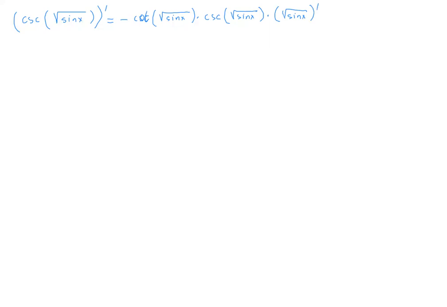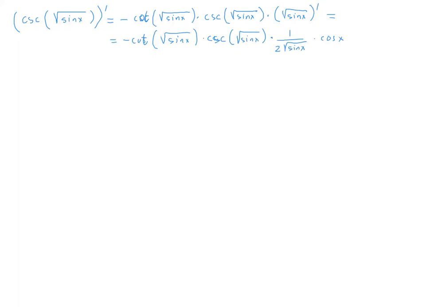And now we do this as a separate problem. And we will get negative cotangent of square root of sine x times cosecant of square root of sine x. And here we designate sine x as y. So we will get 1/2 square root of sine x times the derivative of sine x, which is cosine x.